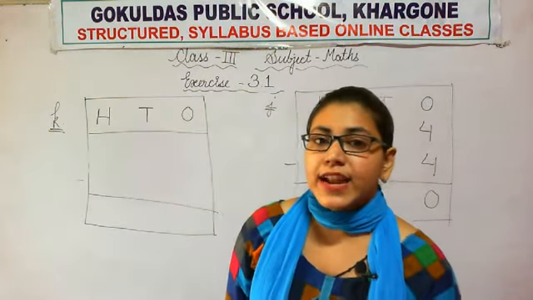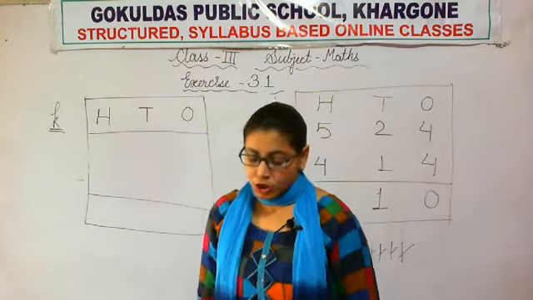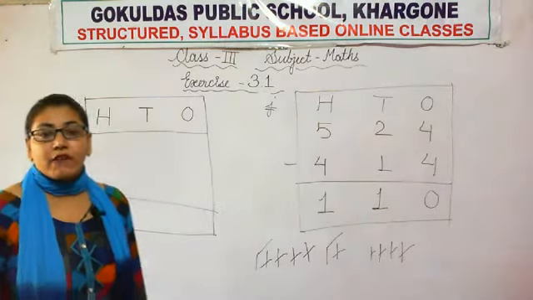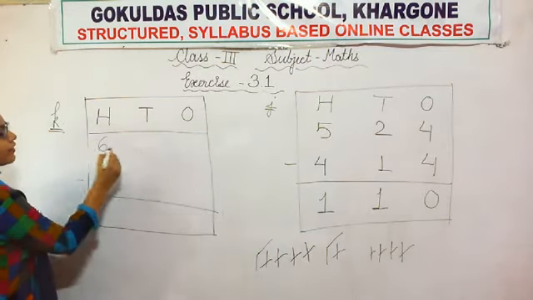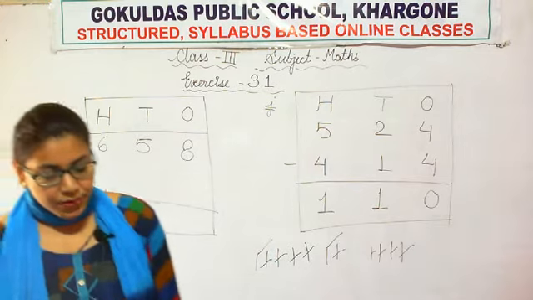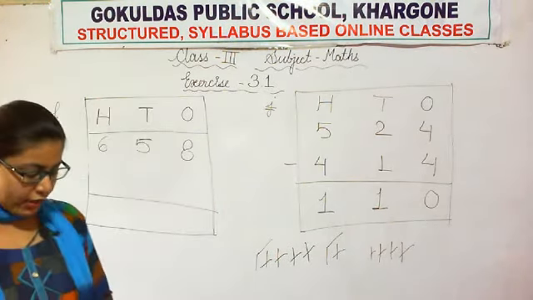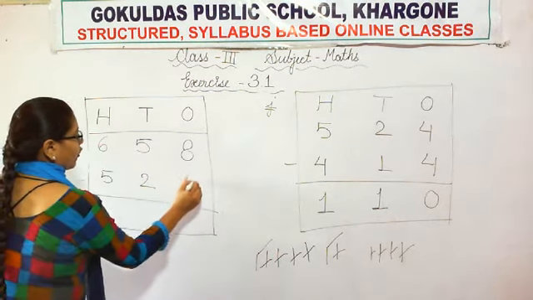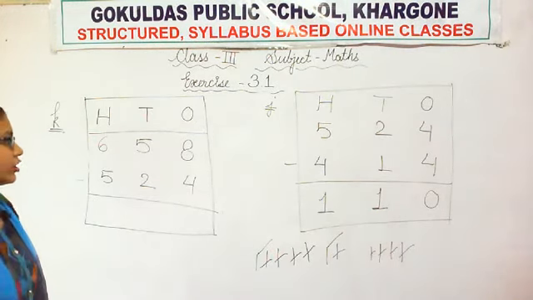Now the next step is writing off minuend and subtrahend. Our minuend is 658 and our subtrahend is 524. Now let's solve this question.